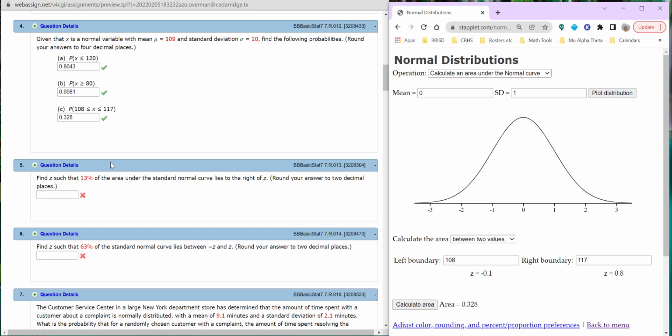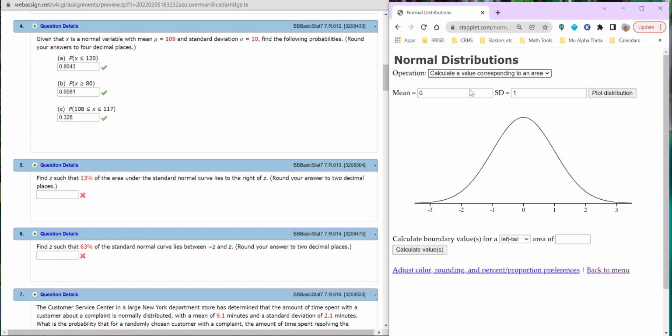Now, we know the area is 13% to the right, so we're not trying to find the area. We're trying to find a value, in this case, a Z-score. So we're going to say to the right, and I'm going to put 0.13. Now, by the way, you'll notice that I have red scores here, so you are going to have to adjust and put whatever number you're getting in.